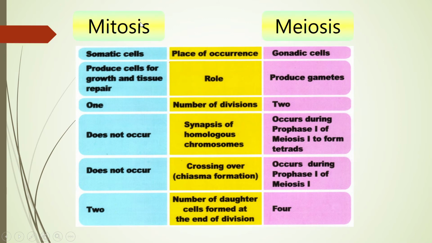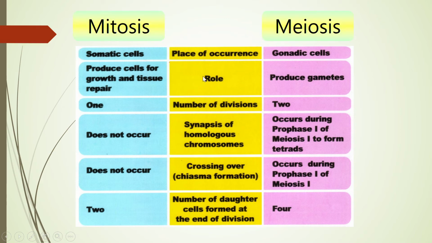Mitosis versus meiosis. So, place of occurrence. For mitosis, it happens in all the somatic cells. What are somatic cells? They are the non-reproductive cells. Whereas for meiosis, gonadic cells, referring to the reproductive cells.